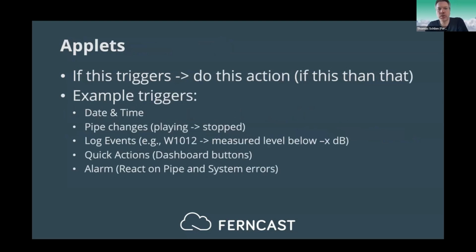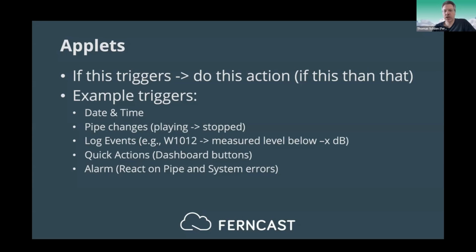Next up in the row is applets. Applets is one thing we integrated in Xtreme because we wanted to have an if this then that mechanism. So we have a lot of triggers, and if they are triggered, they do some action. Example triggers are date and time, and pipe changes. So if, for example, one of the pipes is playing and stops, then you can trigger something. We have log events, which have codes. For example, W1012 is a warning that the level is measured below a threshold you can set. And based on that, you can do something.